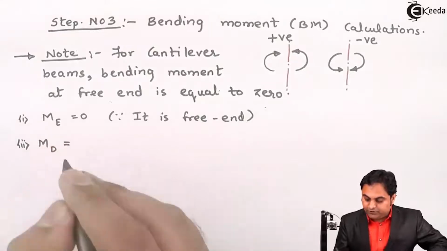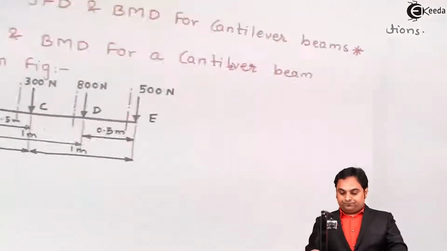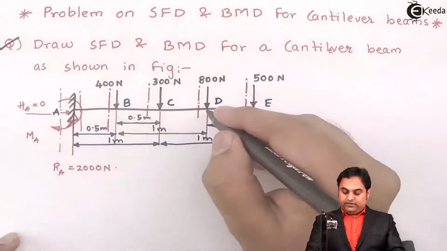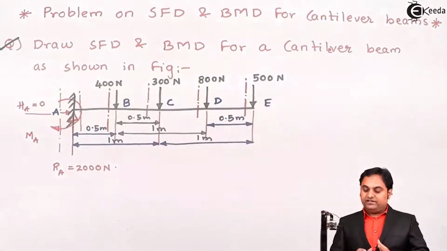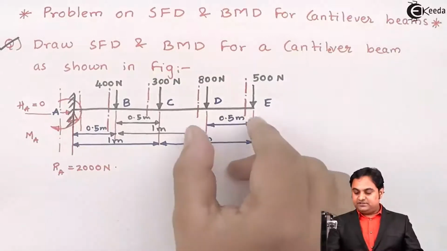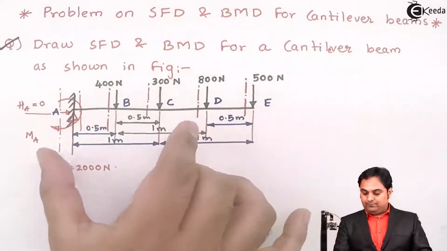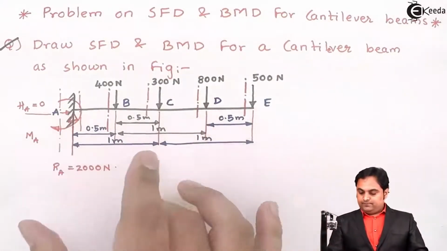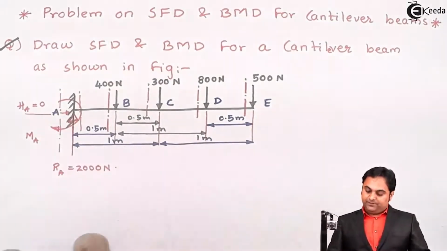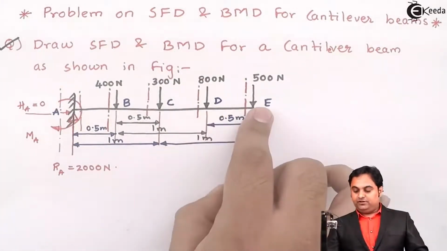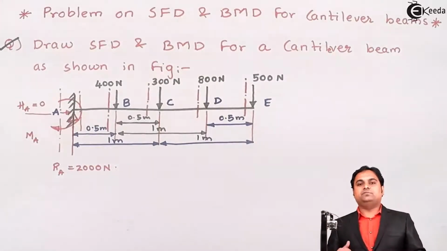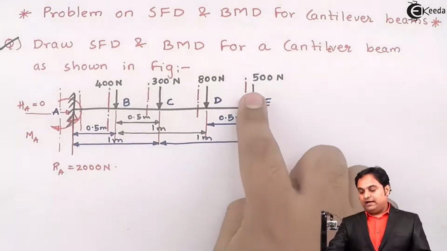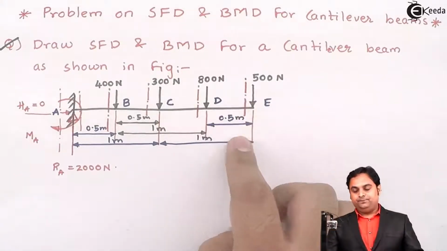Then moment at point D is equal to, see if we look at point D, it is dividing the beam into two parts, that is portion DE and portion ABCD. So if I see here to the right of D, there is only one force. So bending moment calculation becomes simple. So I'll use this force, that is 500.